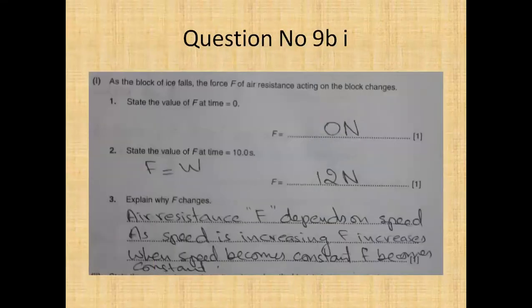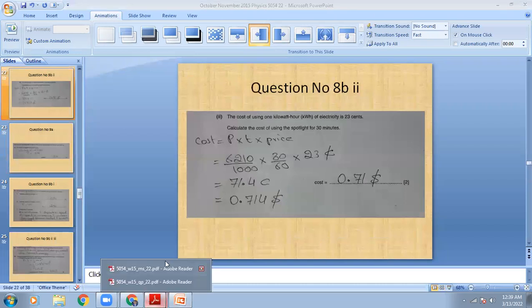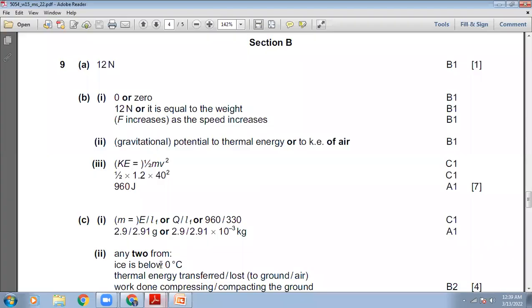State the value of F at time equals 0: 0 Newton. State the value of F at time 10 seconds: that will be 12 Newton. Explain why F changes. Air resistance F depends on the speed. As speed is increasing, F increases. When the speed becomes constant, F air resistance will also become constant. So that's the answer. Let's have a look at the marking scheme carefully.